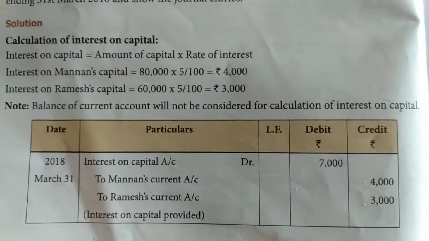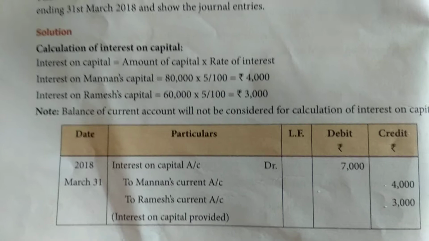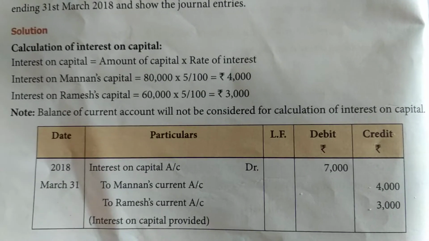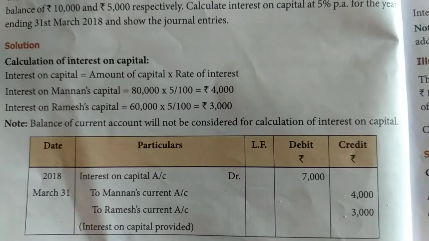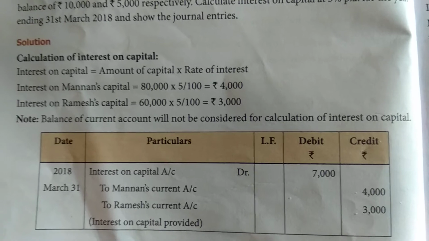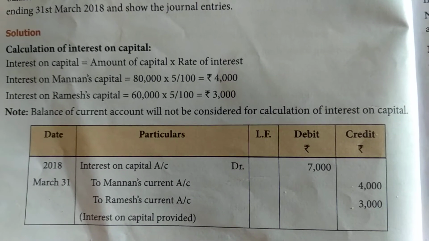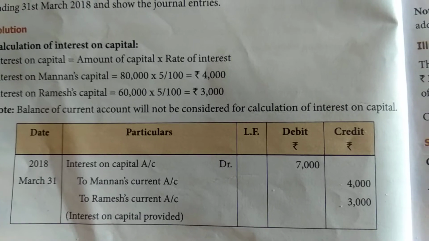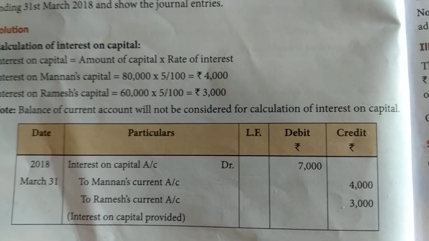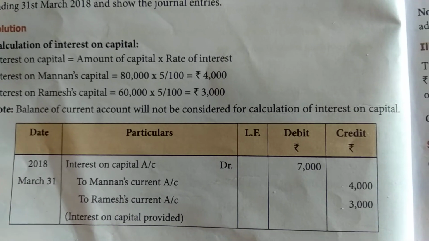Coming with the journal entries, children, interest on capital account debtor to, you understood they are operating current accounts also. So you will write to Manan's current account and to Ramesh's current account. You write being interest on capital provided 4,000 and 3,000. So totally we are paying 7,000. It's an expense to the firm, children.